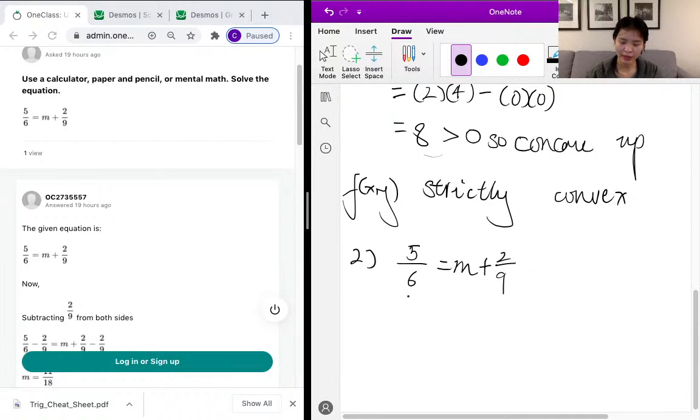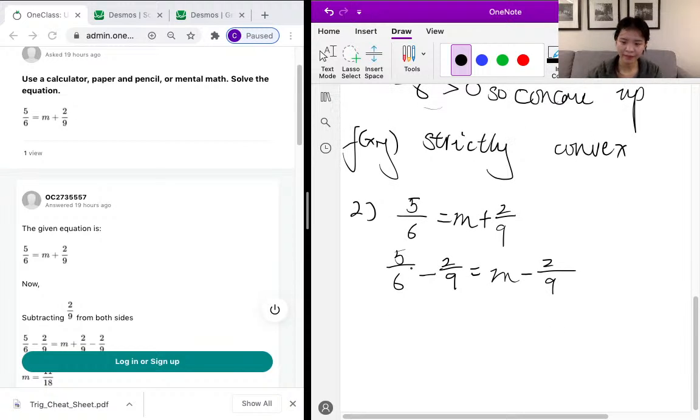Okay, so we need to isolate our m, so let's just subtract 2 over 9 on both sides of our equation. So we have the following. Next, oh, whoopsie. Next, we have our m on our right-hand side of the equation, and we need to find a least common multiple, and we know that 6 times 3 is 18, and 9 times 2 is 18, and that's why we're multiplying 5 over 6 by 3 over 3 and 2 over 9 by 2 over 2.